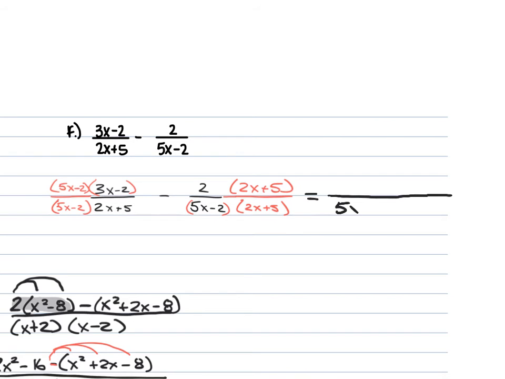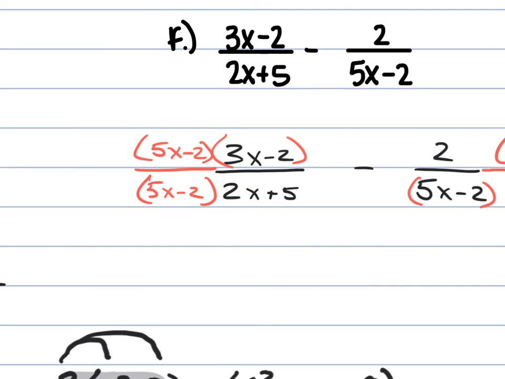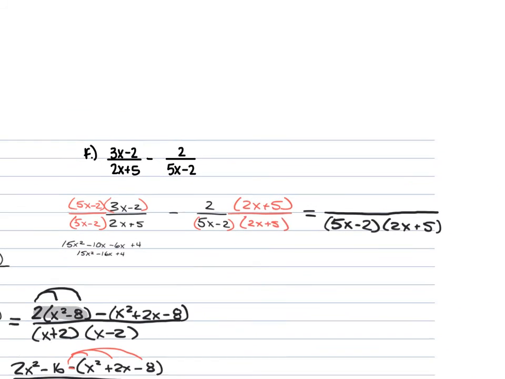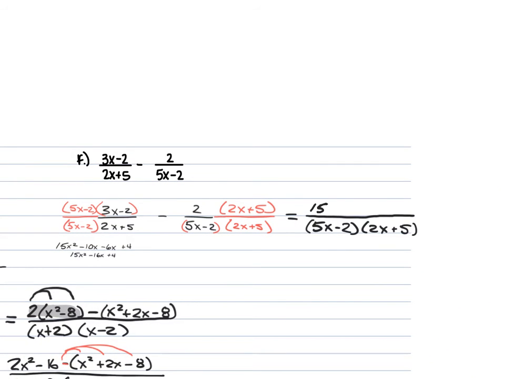So I already know my denominator is going to be 5x minus 2 and 2x plus 5. Let's talk about foiling the numerator on the left. You get 15x squared first. Minus 10x. And then minus 6x. And then plus 1. And you combine the negative 10x and negative 6x, and you have negative 16x plus 4. Okay, so that first thing is going to become 15x squared minus 16x plus 4.